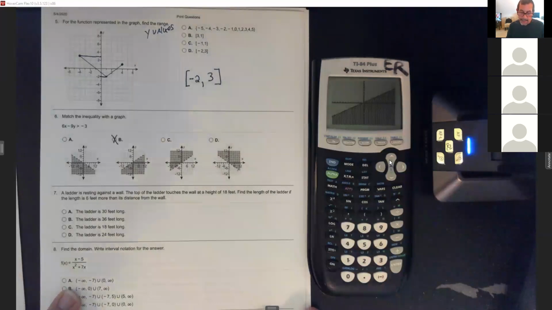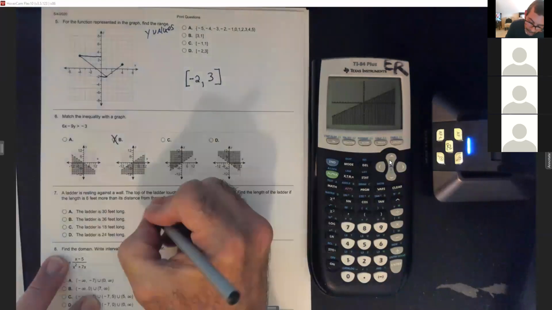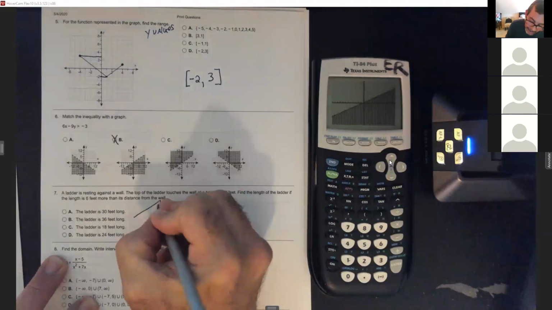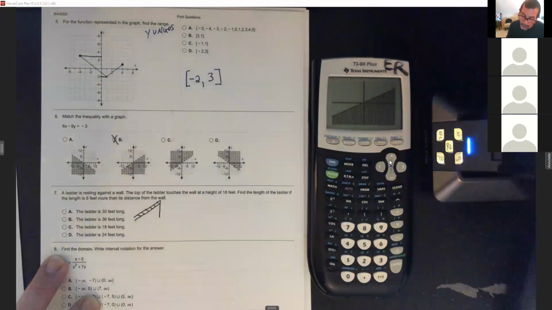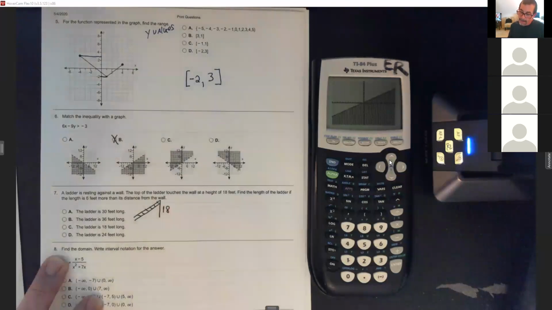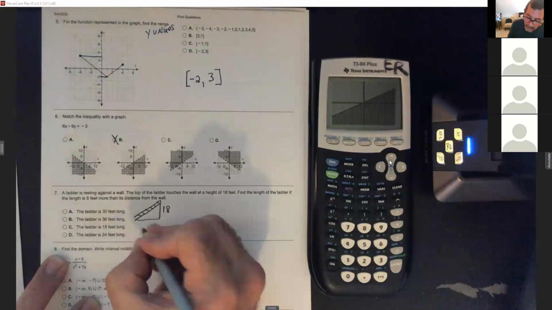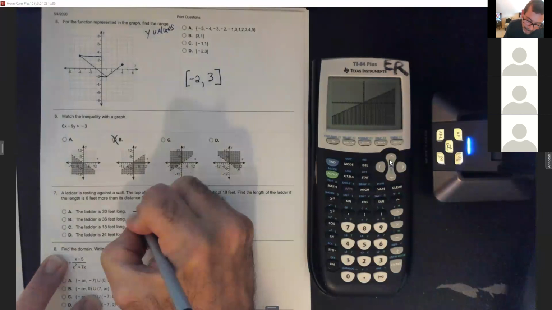All right, I think I can work 7 on this paper, so let's see what we got. We got a ladder resting against a wall. So here's a wall, and then I got a ladder coming off of it. They're telling me the top of the ladder touches my wall at 18 feet. So I know this height is going to be my 18 feet. Find the length of the ladder if the length is 6 feet more than distance from the wall. So they're calling this the distance from the wall. I don't know that, so we'll call that our X. But we did know the ladder was 6 feet more than that distance, so we'll make that our X plus 6.